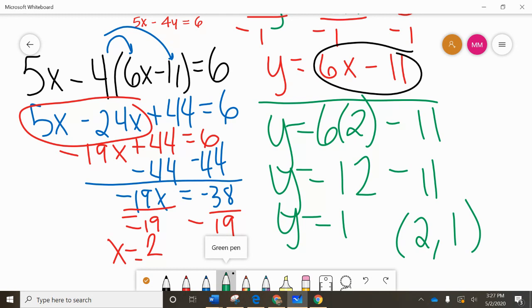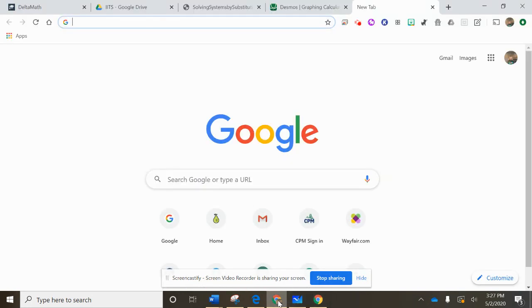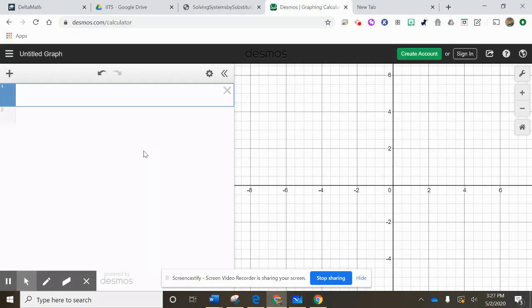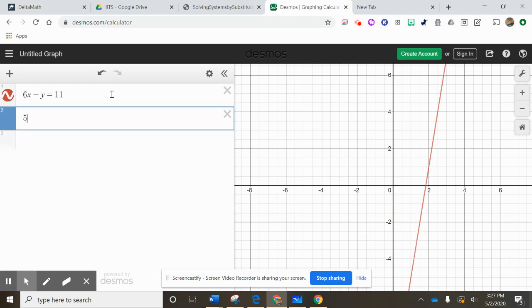So what does this solution mean? Well, to really understand what this solution means, we need to go to our graph. So I'm going to open up my graphing calculator, and I'm going to type in both of these equations: 6x minus y equals 11, and 5x minus 4y equals 6.